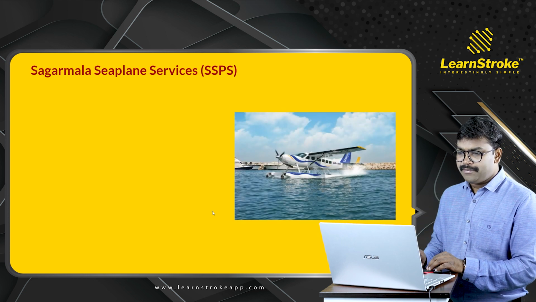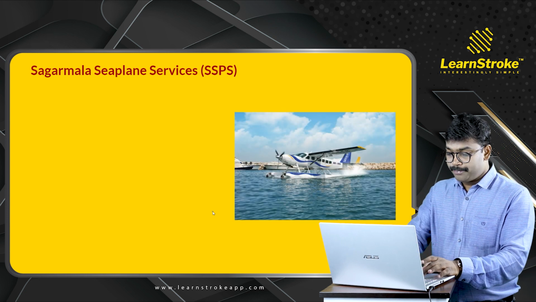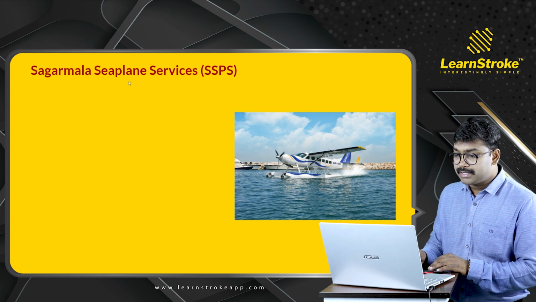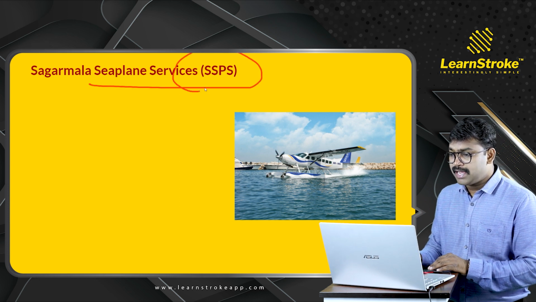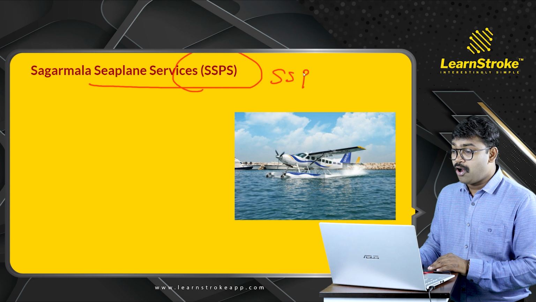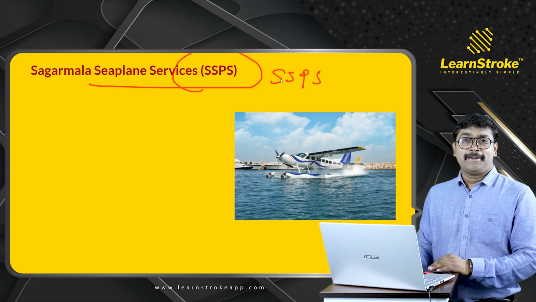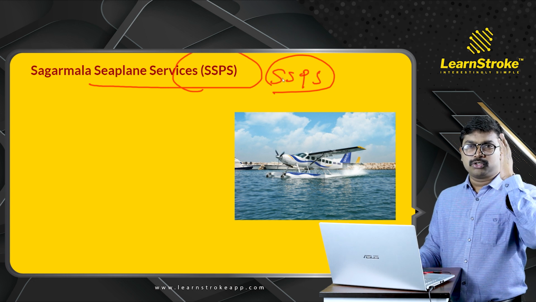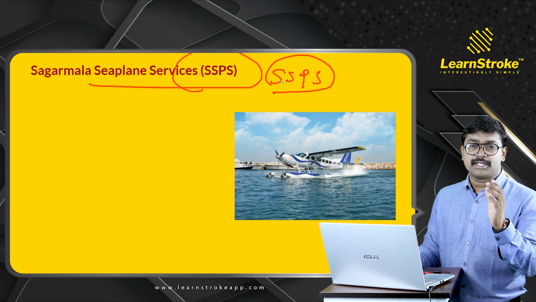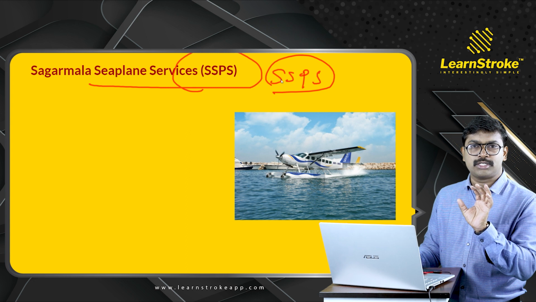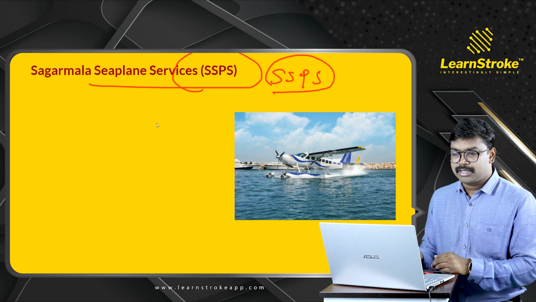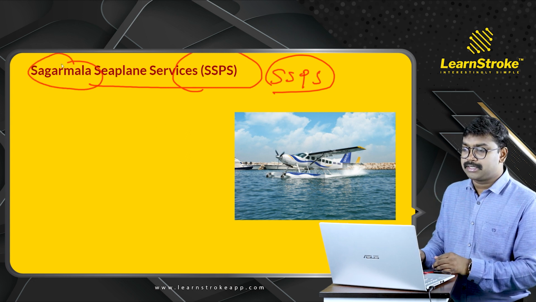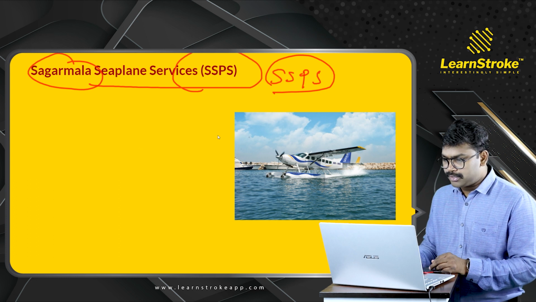Next, we have something called Sagarmala Seaplane Services. That is SSPS. You're getting a lot of abbreviations in current affairs, because you don't have to remember all those, but having a familiarity is very important. Be familiar with the words when you hear seaplane services. It is Sagarmala Seaplane Services. And what does a seaplane do?